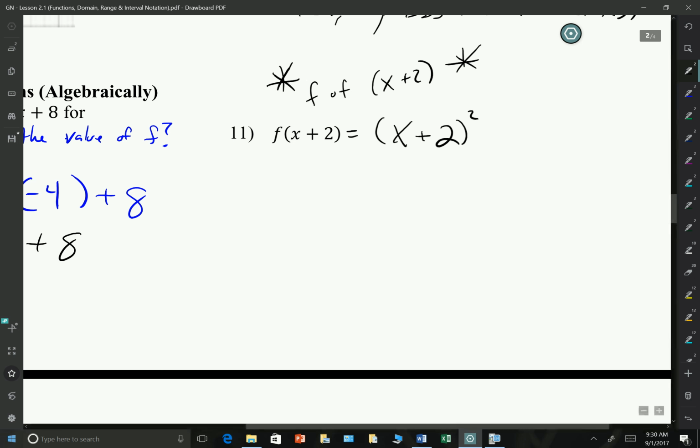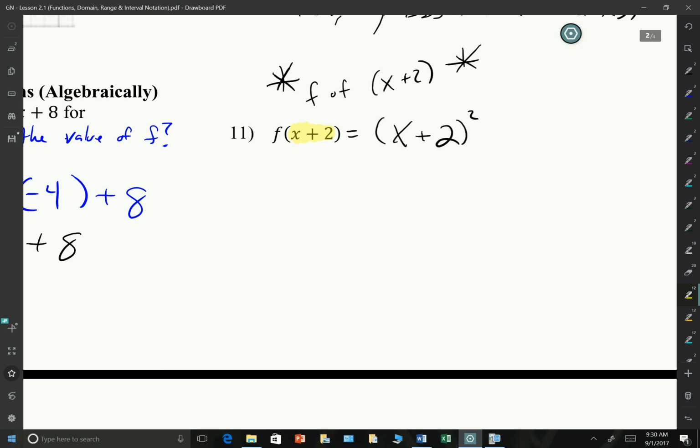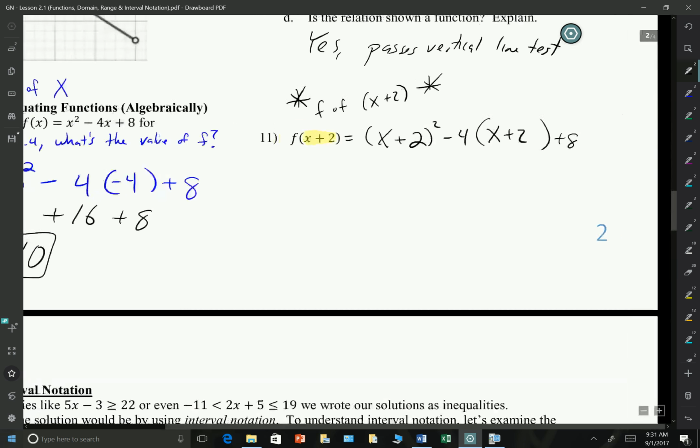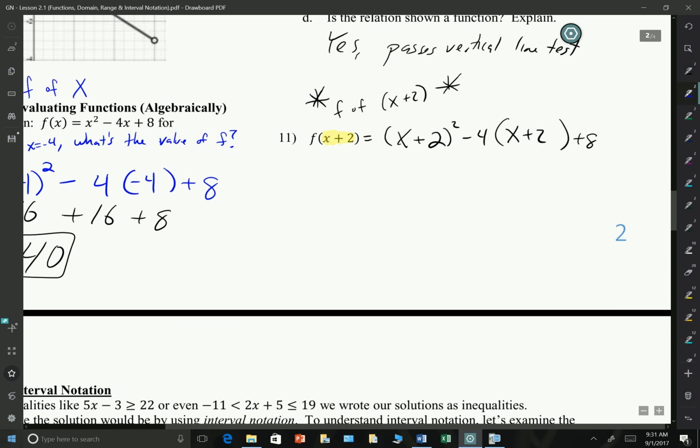Whatever's in the parentheses replaces the variable. I don't care if it's an x plus 2. I don't care if it's an a plus 2. I don't care if it's a 7. I don't care if it's 42. I don't care if it's negative 28 ABC. Whatever's in the parentheses replaces your variable. Does that make sense? The object goes in. Minus 4x. But instead of 4x, what am I going to put in? x plus 2 and plus 8. And I say star this because of this right here.